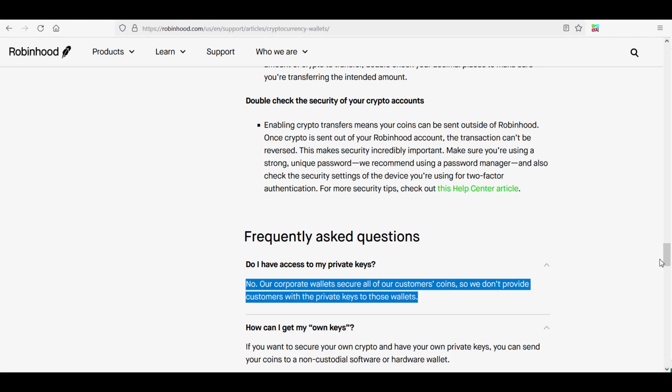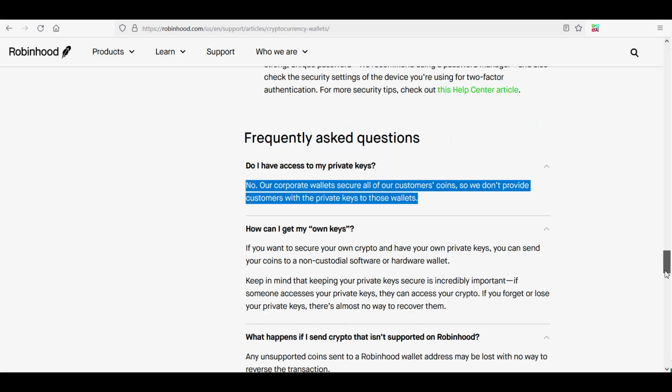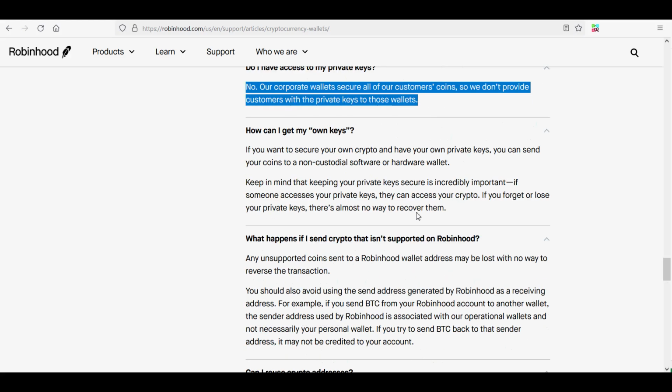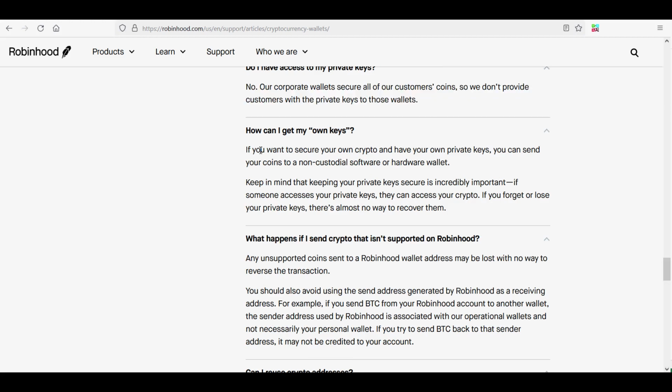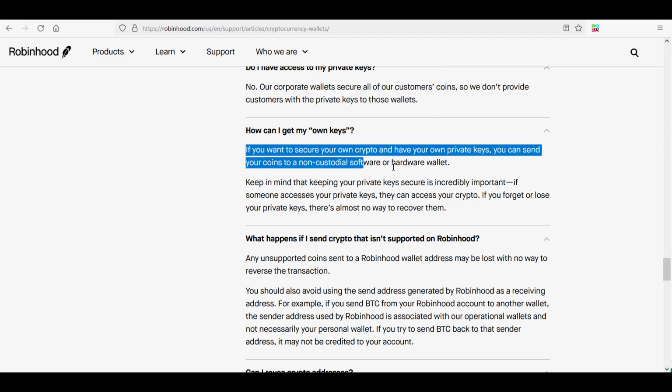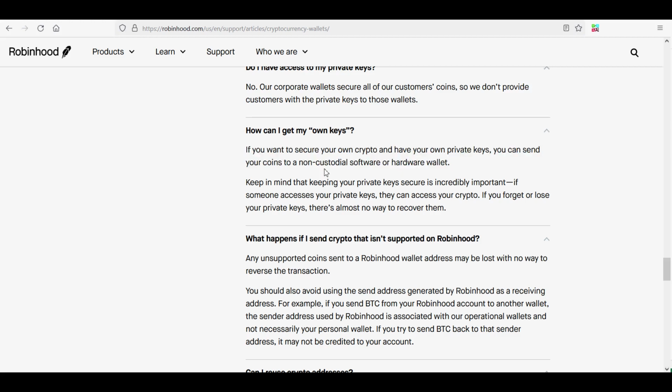Can I reuse crypto addresses? When you receive crypto, the generated address is tied to only your account. While it's possible to reuse that wallet address for future transactions, Robinhood recommends requesting and using a new address each time you receive crypto. Is there a fee to send crypto?